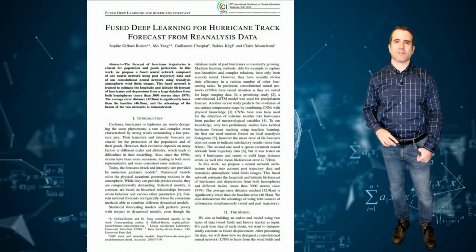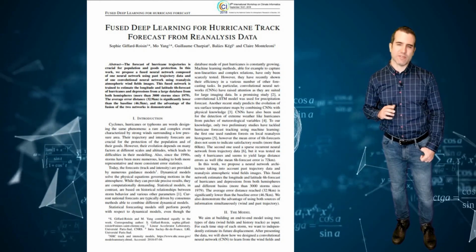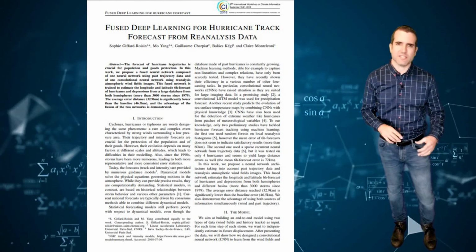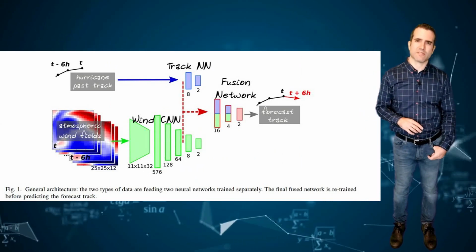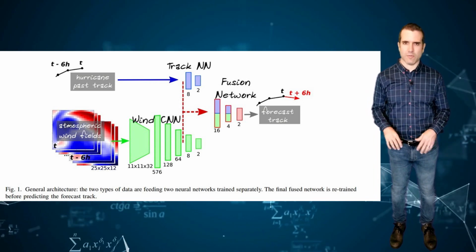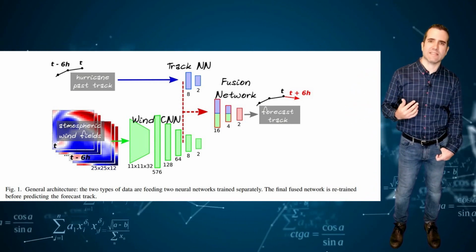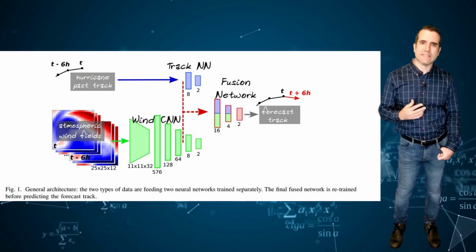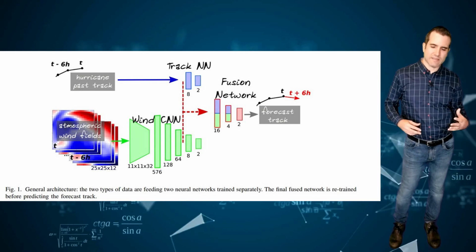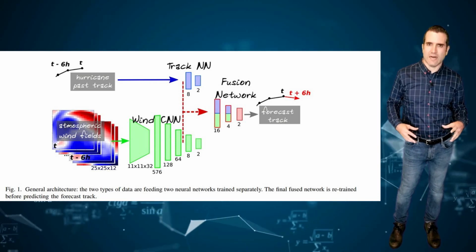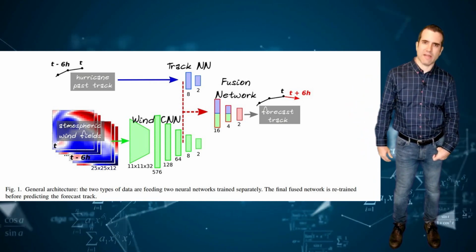Next, I found this awesome article titled "Fuse Deep Learning for Hurricane Track Forecast from Reanalysis Data." This is a bit of a combination of several of the previous approaches. The fused network here involves essentially two neural networks that get concatenated together to provide a single output, or pair of outputs, latitude and longitude. The first half looks at the historic track data, just like the first approach did. The second network takes that same ERA interim data and combines it in an interesting way, runs it through a second neural network that then links up with that track data neural network.